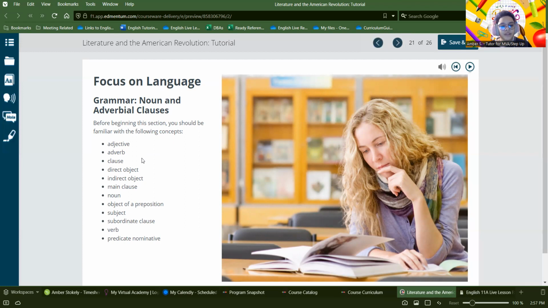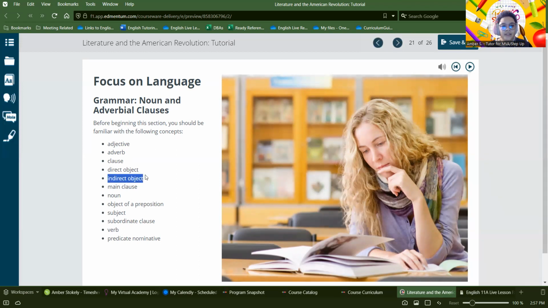So we have direct object. This is the person, place, or thing that is doing something in a sentence. So if you say Jill throws the ball, Jill is the direct object.